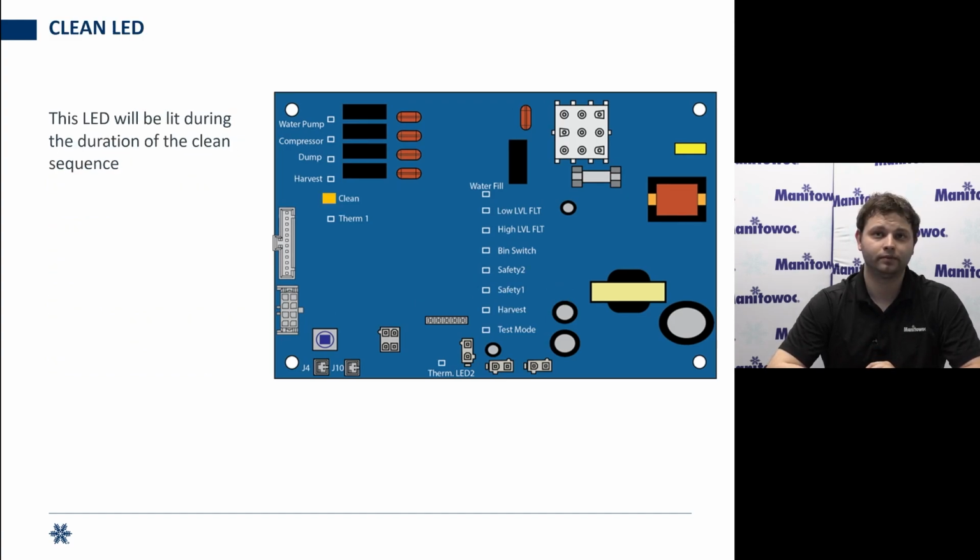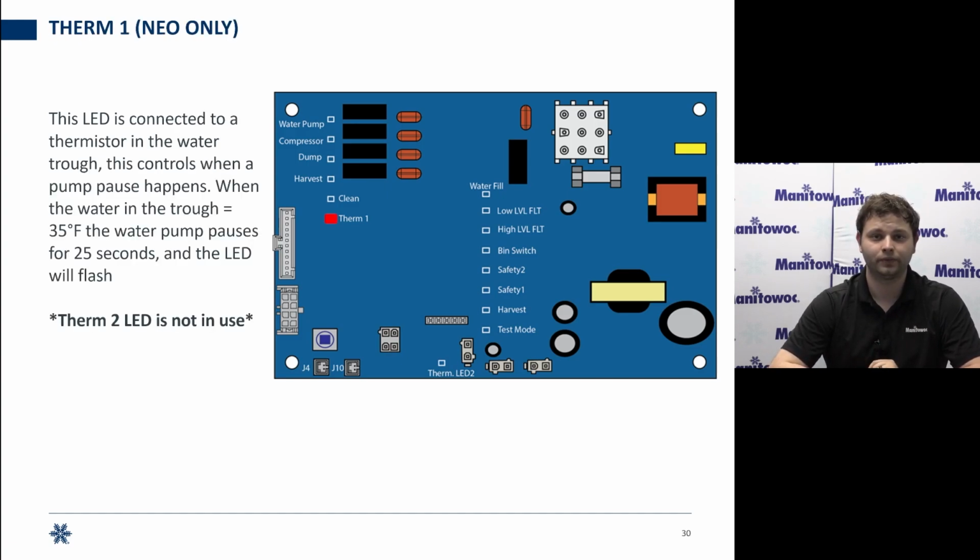Our clean LED there, same thing as the last one. It is an orange LED. That's kind of the one thing that puts it apart from the other LEDs. It just tells you that you're in a clean sequence. So as you can see, we're on a Therm 1 LED. As you notice, it only has it on the NEO.